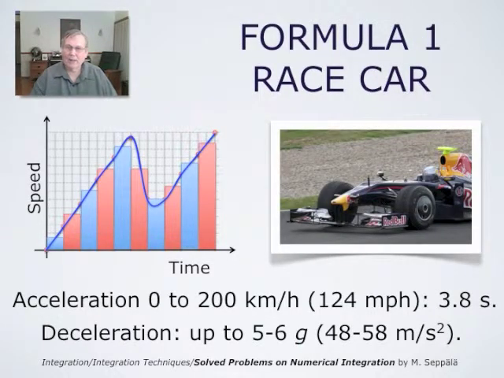Here you see a photograph of a Red Bull Formula 1 racing car. Its acceleration from 0 to 200 kilometers an hour, that is from 0 to 124 miles per hour, takes 3.8 seconds. This is extraordinary. One cannot imagine what it feels like to drive such a car. The acceleration is even more impressive. It's up to 5 to 6 G, that is 48 to 58 meters per second squared. They are unbelievable devices.